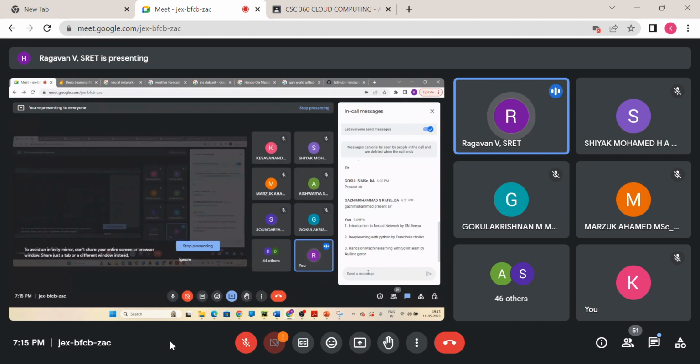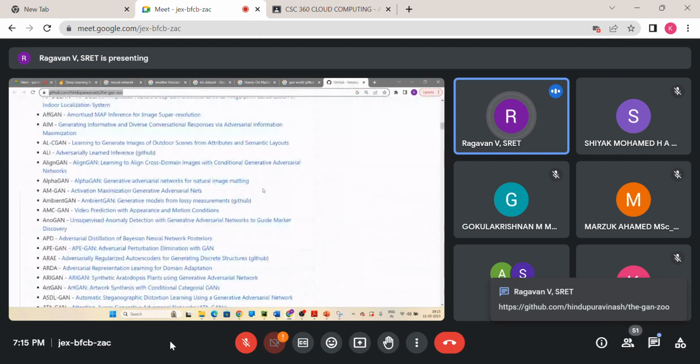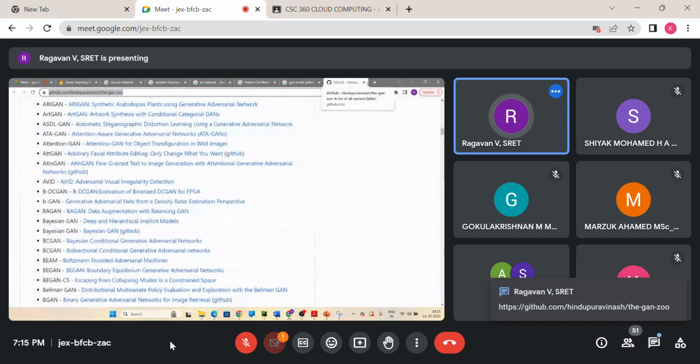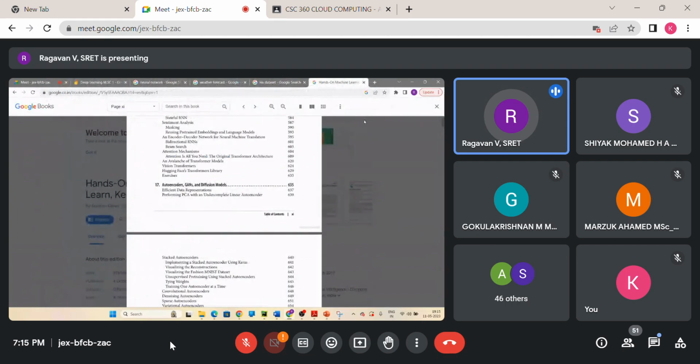I'll just share the GAN Zoo also, guys. Just see that this is the power of deep learning. There are no standards, so there are a lot of implementations. Don't worry, I will definitely give the Transformer recommendations. I will check Google Scholar, find the optimal tutorial, and share it with you.